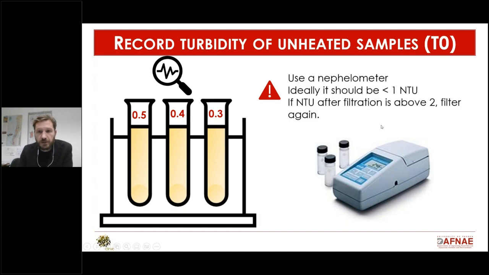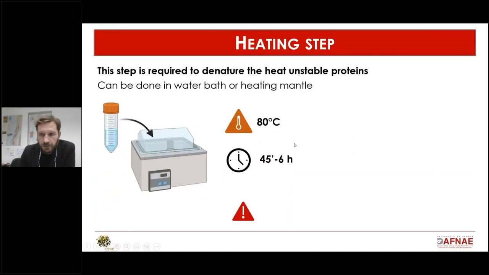It's very important that if the number you get here is above 2, you filter the sample again. It cannot be above 2, otherwise it will mess up the delta NTUs that you need to get at the end to take your decisions. So once you get a clear sample, you measure the NTUs, then you heat it up.